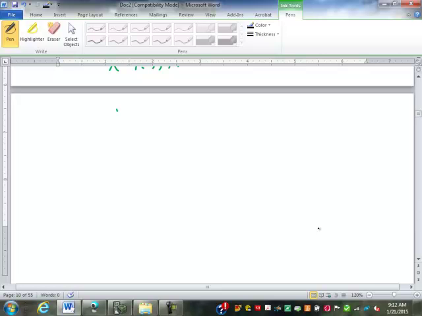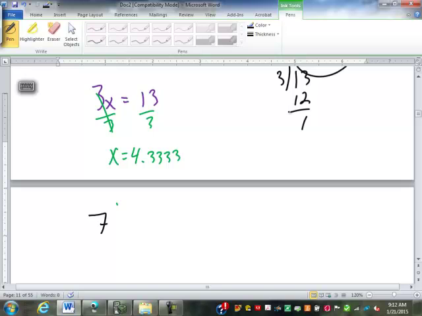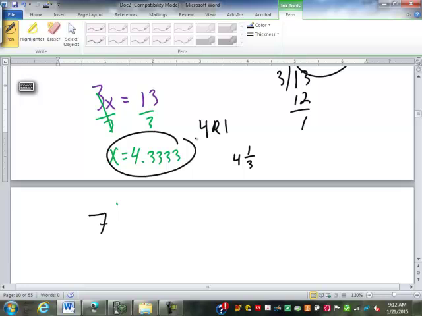Okay, let me try to give you one that works. So both of those answers would be right. Either one of those would be right. 4 remainder of 1 would be right, or 4 and 1 third would be correct as well. And so would 4.3333. That makes sense, yeah.